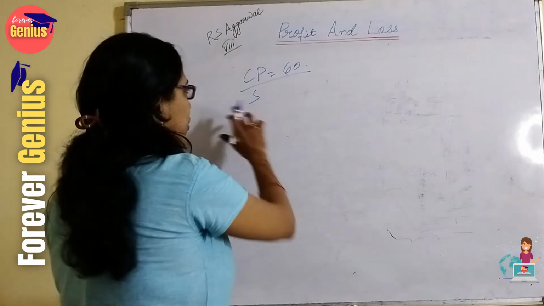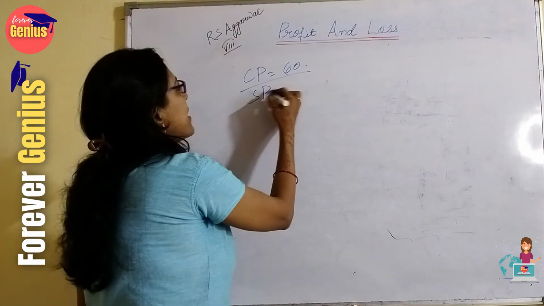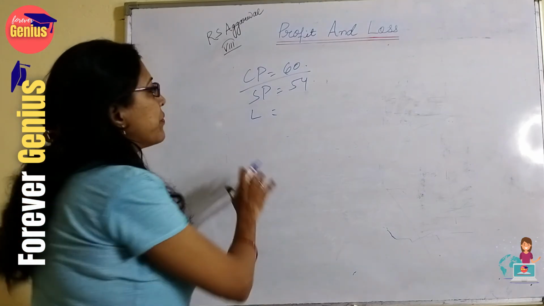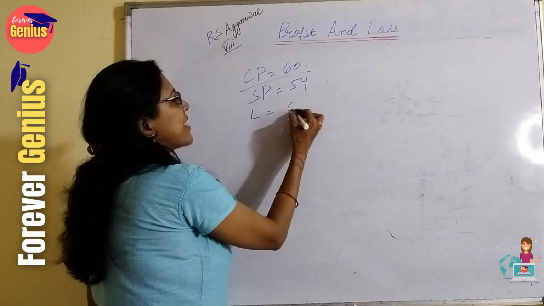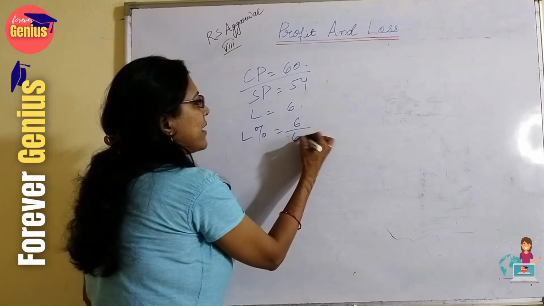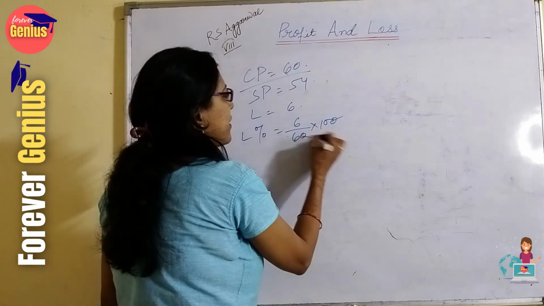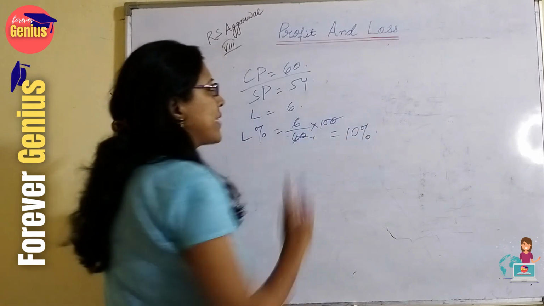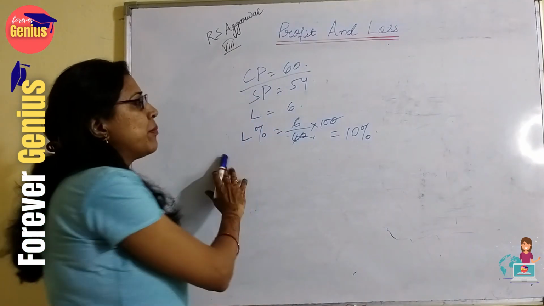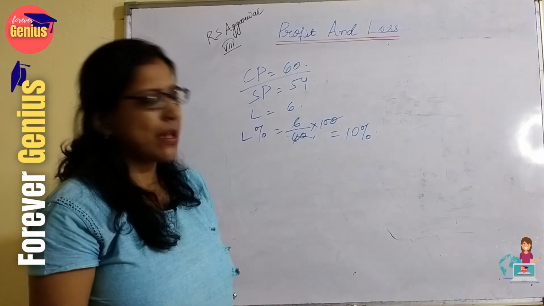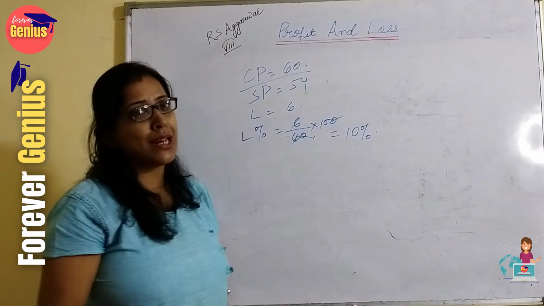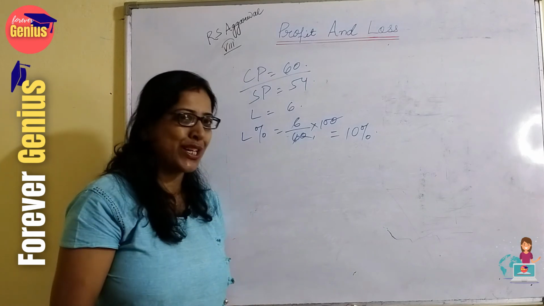Now in the question, when we got the cost price as 60 and selling price as 54, what is the loss? The loss is 6 rupees and loss percentage will be 6 by 60 into 100, which is equal to 10%. So the dealer had a loss of 10%. These are some of the sums which we tried to solve today so that we can deal with profit and loss more easily and conveniently.